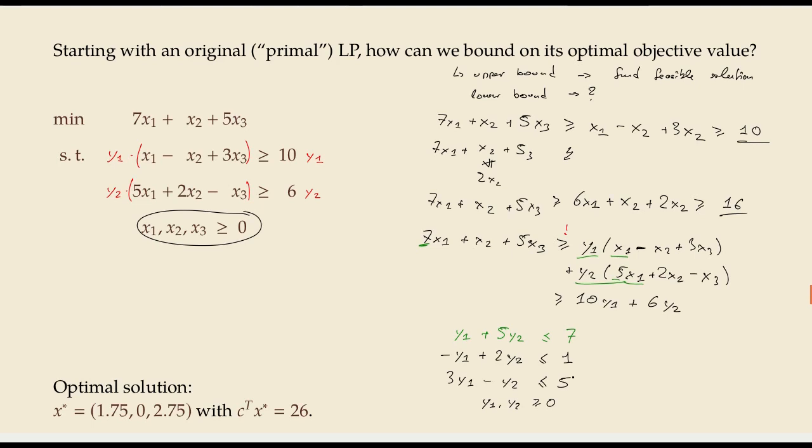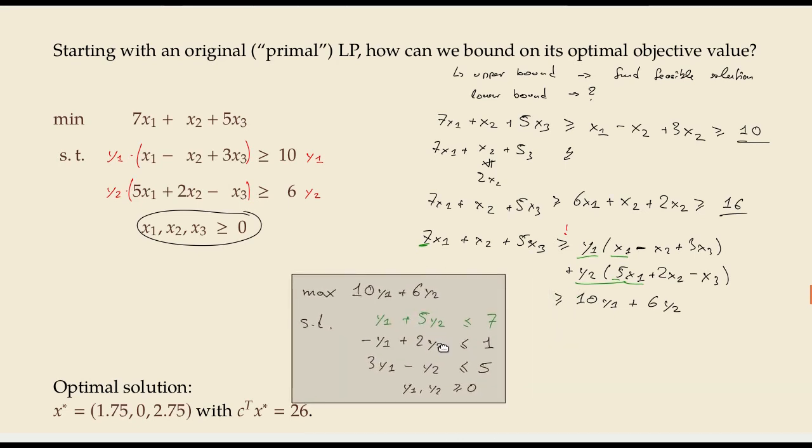Okay, fine. For every such choice of the y's, we get one lower bound on our objective of the primal problem. Well, which lower bound would we like to have? The largest one. So we say we would like to maximize 10y1 plus 6y2 subject to these constraints. Well, and heck what? That's just another linear program. So indeed, we just found naturally a dual problem.